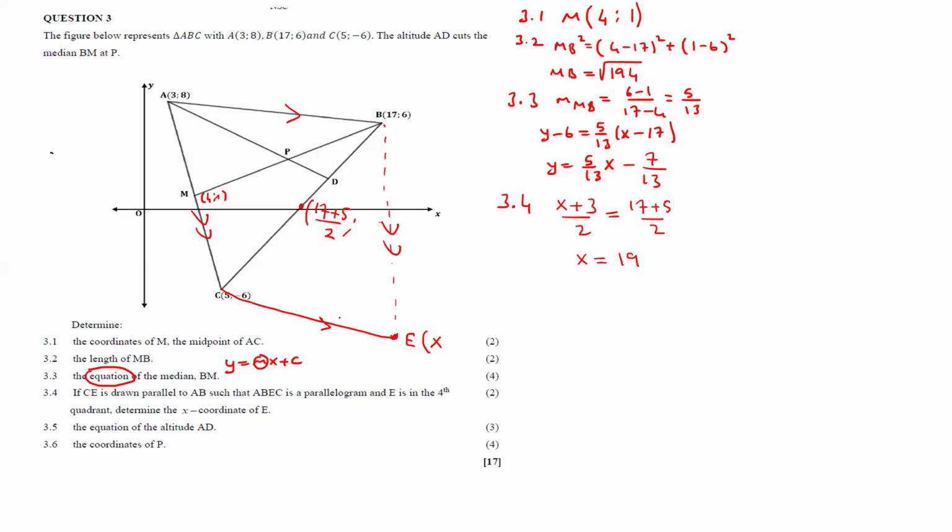Normally they could have asked you about the y coordinate as well, but in this case it is just the x coordinate. If they asked about the y coordinate, then it would be 8 plus y over 2 is equal to negative 6 plus 6 over 2. From this, y would be equal to negative 8. Just in case they asked about the y coordinate.